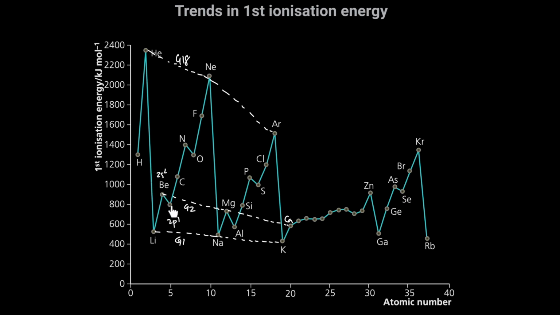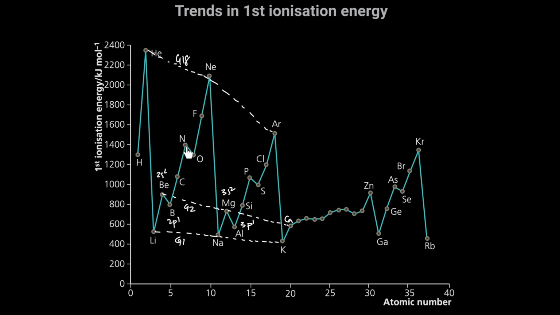Similarly, that's group 2 to group 13, and you see the same thing in the third period when you go from magnesium to aluminum, going from the outer electrons being in a 3s orbital to the outer electrons being in a 3p orbital. Again, going across the period, boron, carbon, nitrogen, you have the same increasing trend. Oxygen, fluorine, neon, you have that increasing trend.